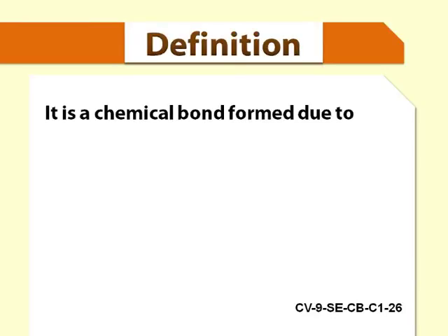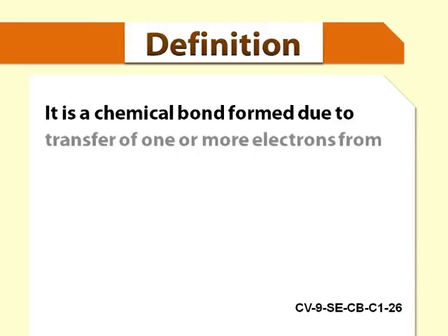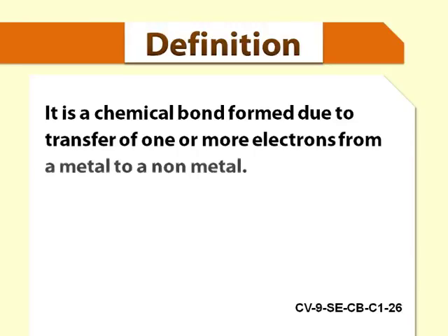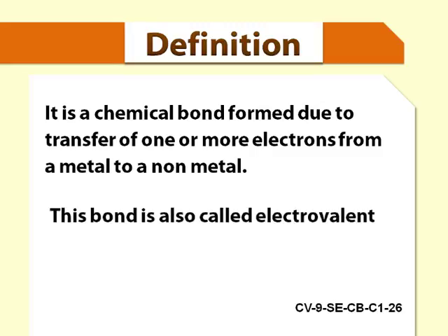Children, now let us define. It is a chemical bond formed due to the transfer of one or more electrons from a metal to a non-metal. This bond is also called electrovalent bond. Now observe this video showing the formation of sodium chloride.